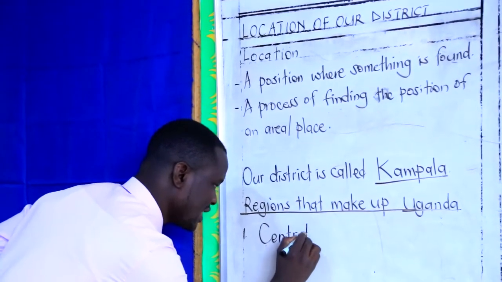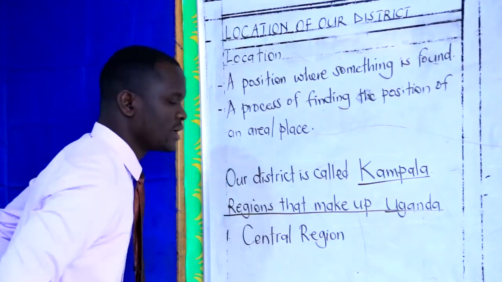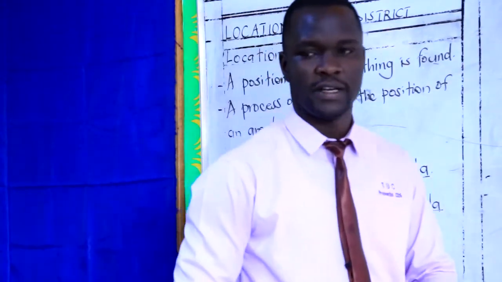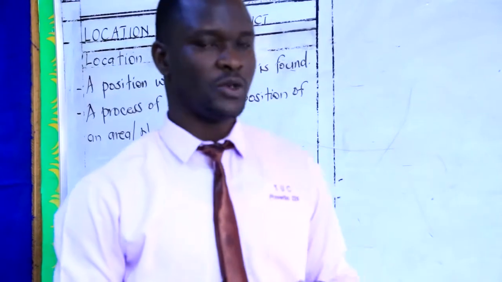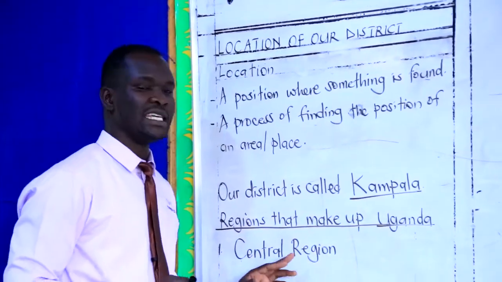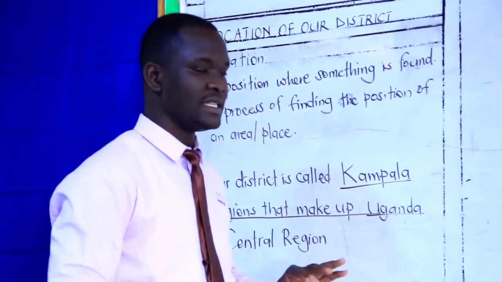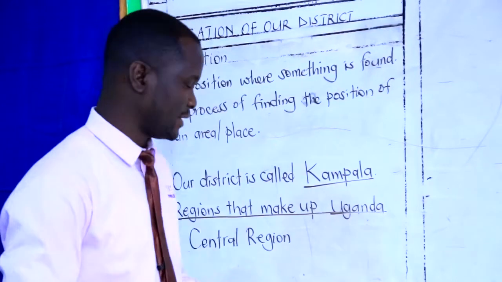So this is another answer that we have got. They can be asking us, in which region do we find our district? Then you must know that our district, Kampala, is found in the central region of Uganda. Of course, Uganda is our country where we live.